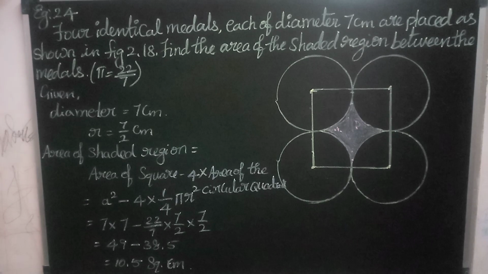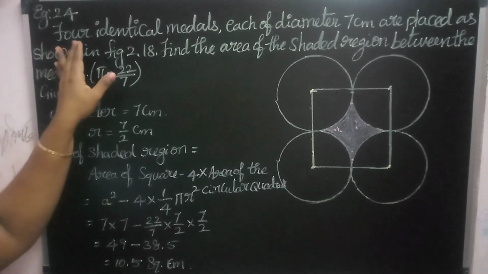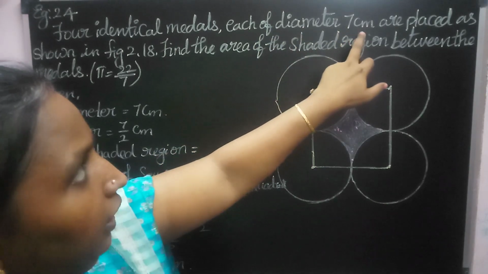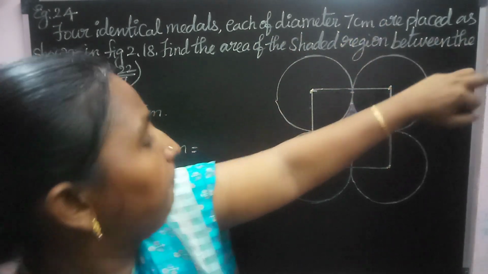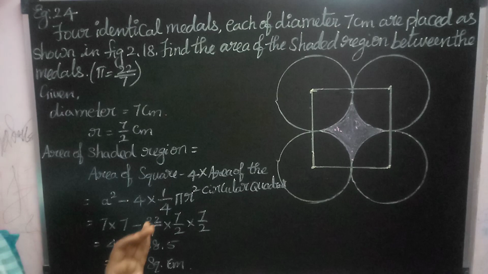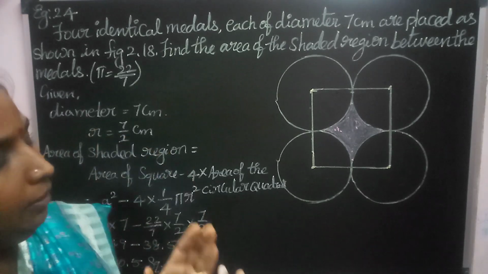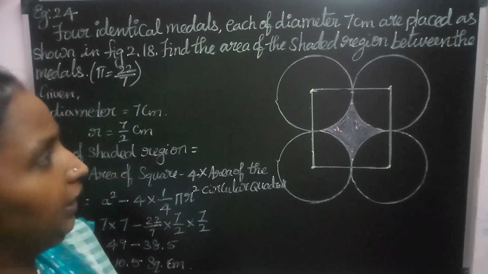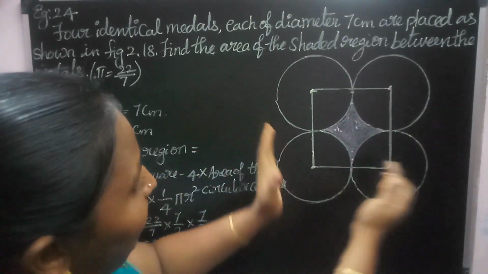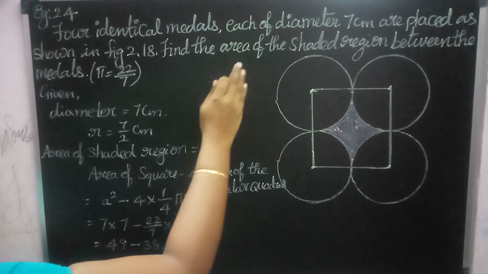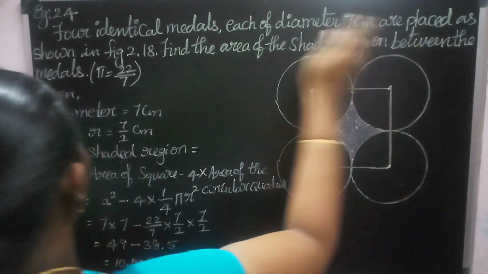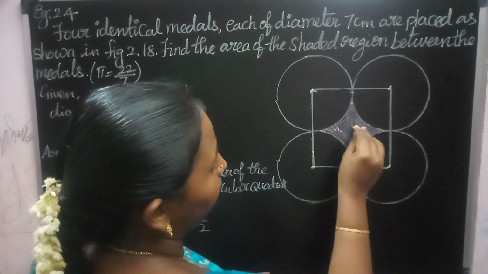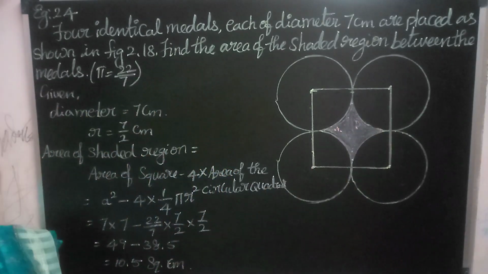Next we are going to see example 2.4. Four identical medals, each of diameter 7 centimeter, are placed as shown in the figure. Four identical medals means the same radius, the same diameter. They are placed like this. Find the area of the shaded region between the medals. Between the medals, here you have some shaded portion, that portion we are going to find.